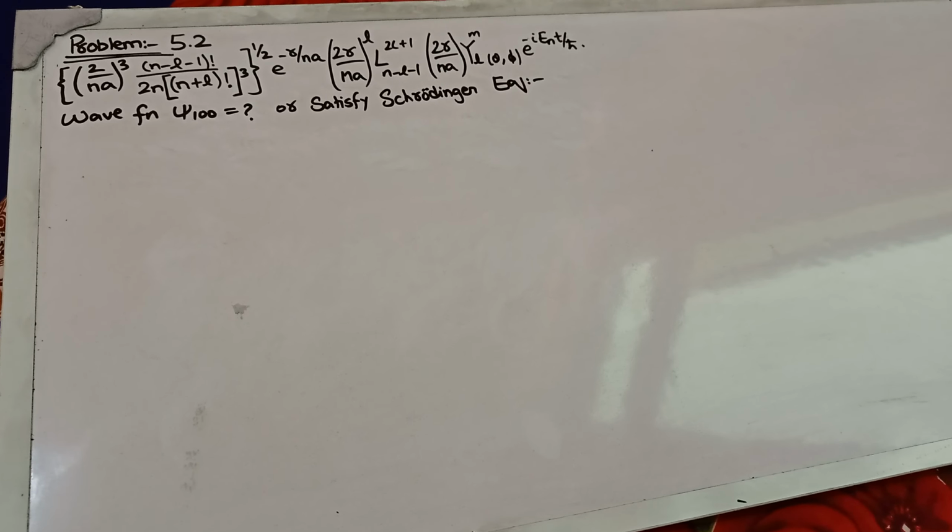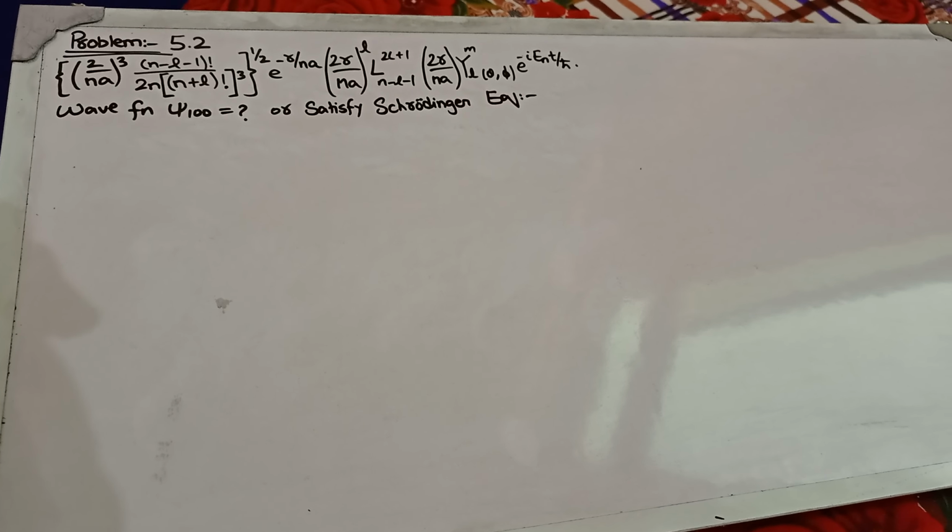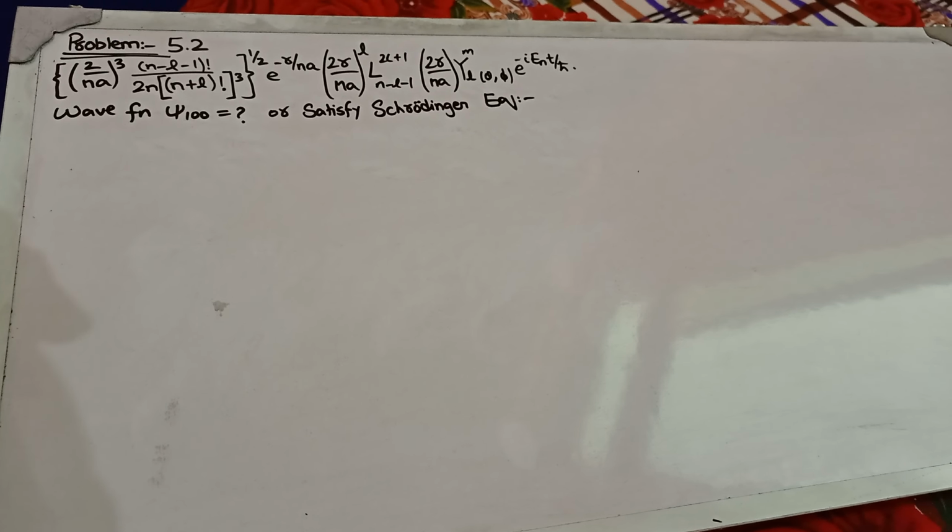We are going to solve problem number 5.2 from Griffiths, in which it says use the equation I wrote on the board, where a equals ħ divided by m e squared, which is approximately equal to 0.529 times 10 raised to power minus 8 meters. Okay, here is the question you can see.